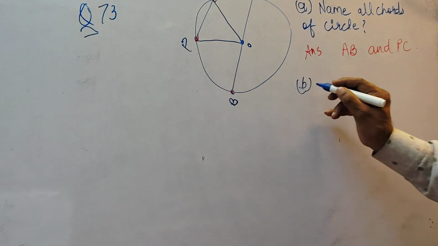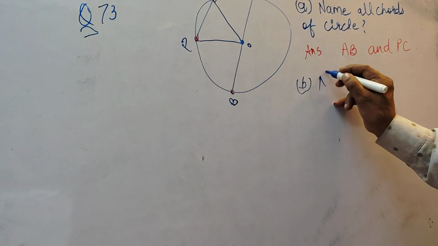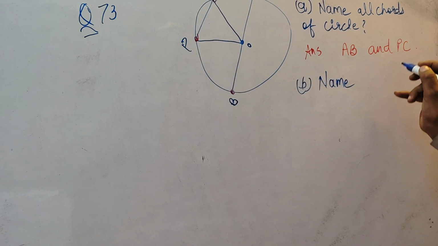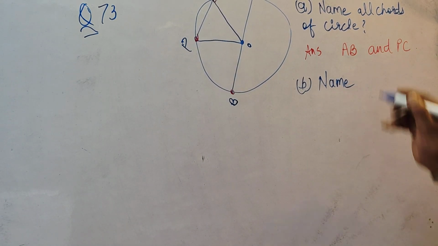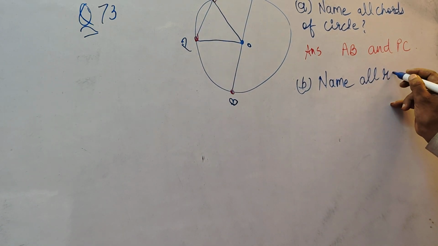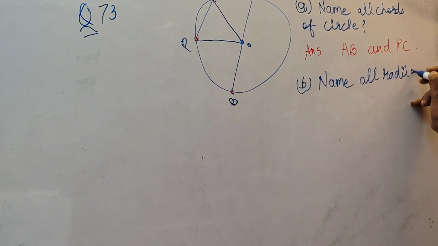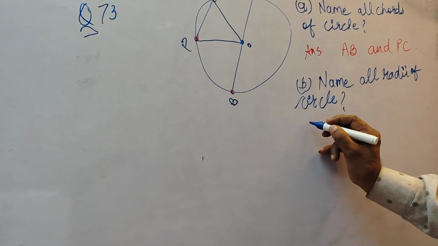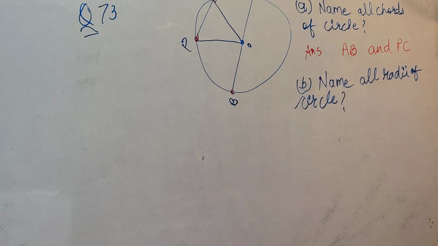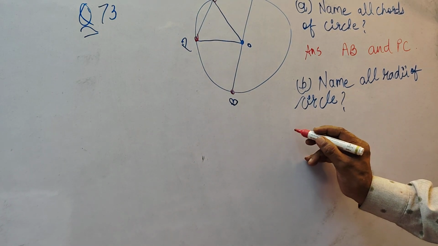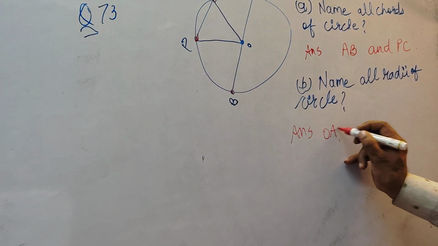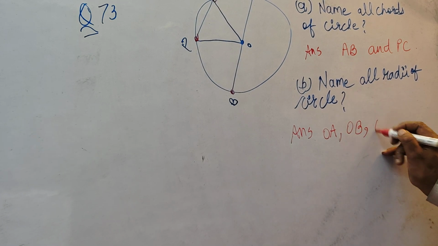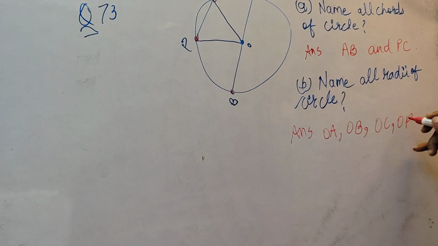Part B is asking: name all the radii of the circle. OA, OC, OP, and OB. There are four radii: OA, OB, OC, and OP.